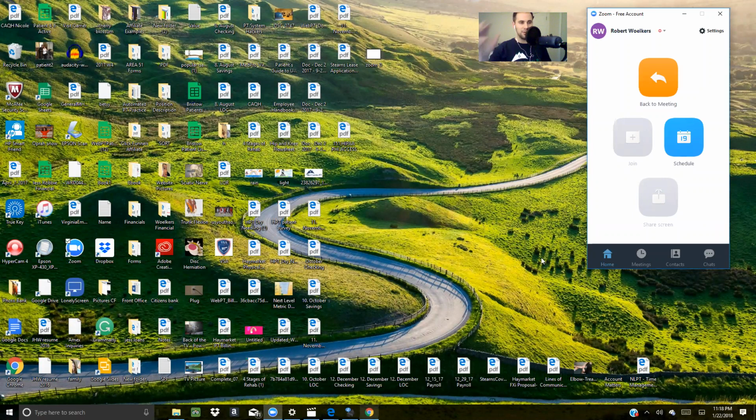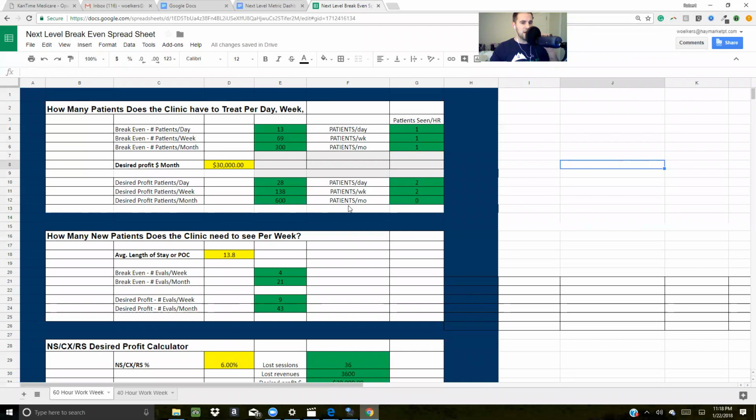So the goal here when I come up with these metric calculation forms is just basically to remove the idea of human error, to remove the emotional side of things. Basically plug in the numbers, you get your numbers, and that's what you need to do in order to make your practice successful. So without further ado, let's just hop right into this thing.